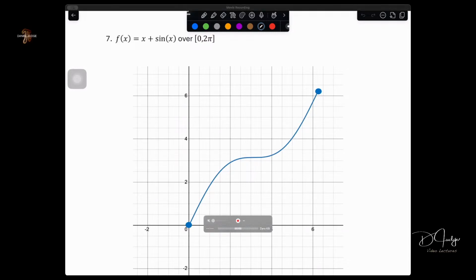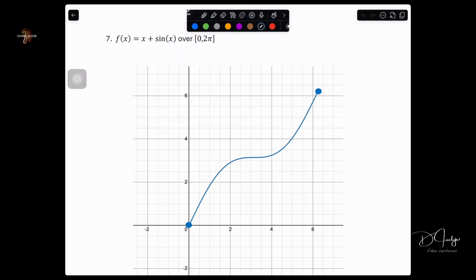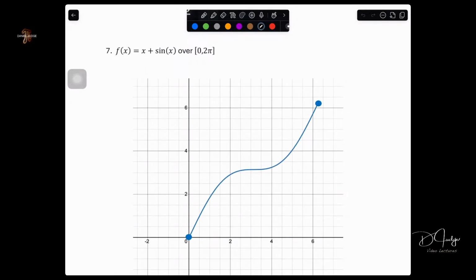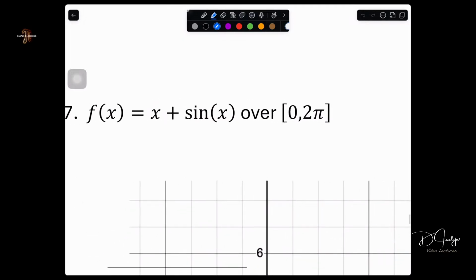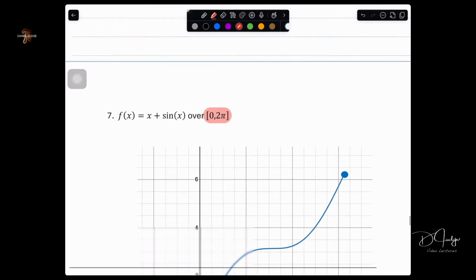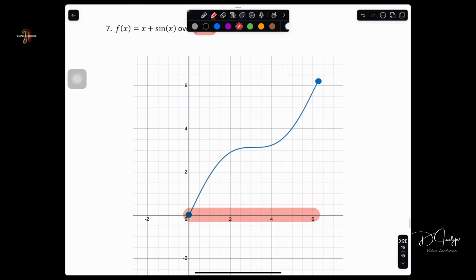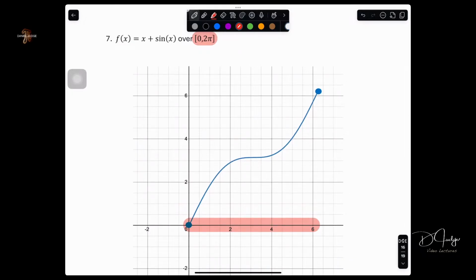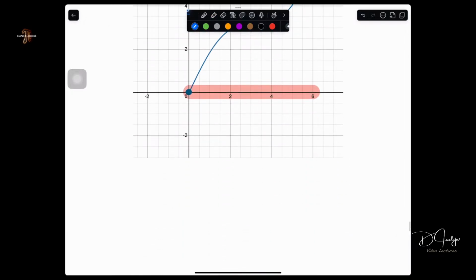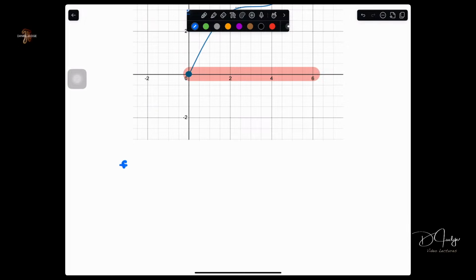All right, well, we're going to work on some more examples. We're going to look at the closed interval method from 0 to 2 pi for this function, f of x is x plus sine x. There's a trig function here. So here's our interval, 0 to 2 pi essentially. If I can bring that back. So we're going to need critical values over that interval.